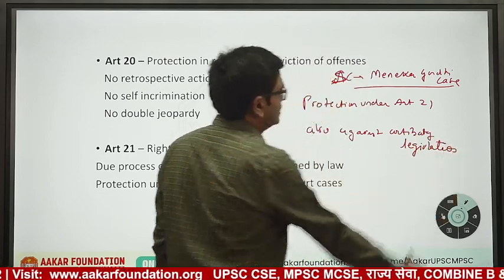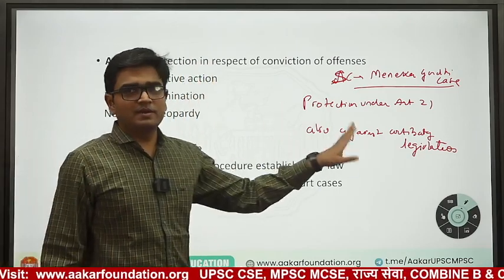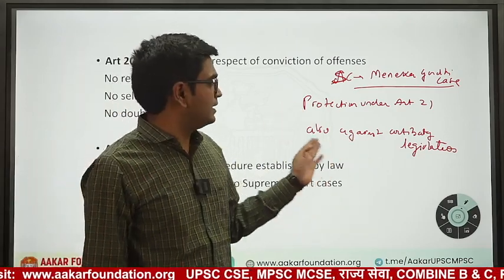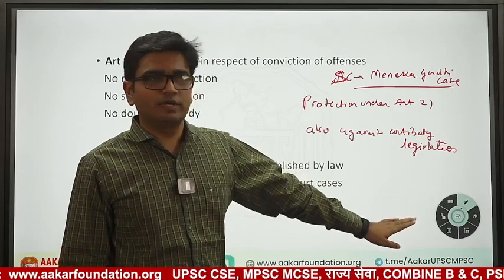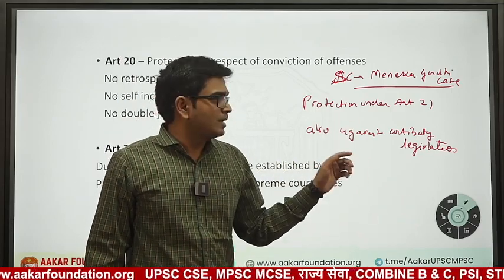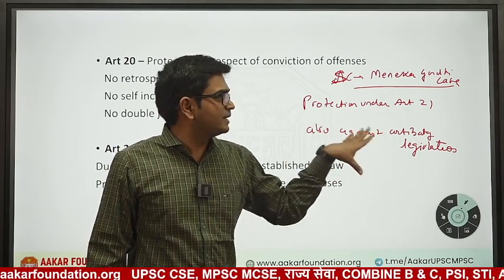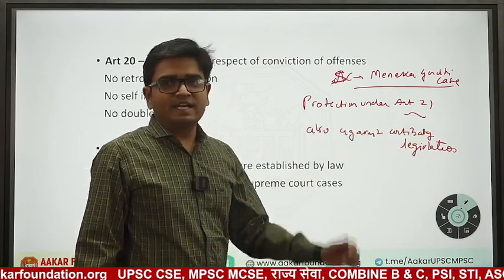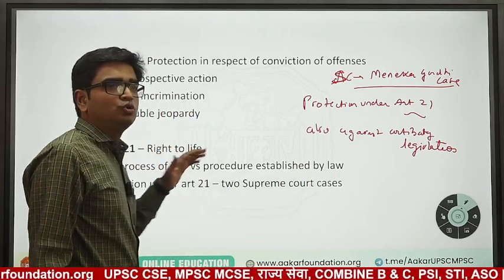So what does this say? Protection under Article 21 is available against executive orders and also against arbitrary legislative action. Now not only will the procedure be checked, the basis behind it will also be checked. For example, here it says that Article 21 should be checked along with Article 19. You should overlap it and then check.